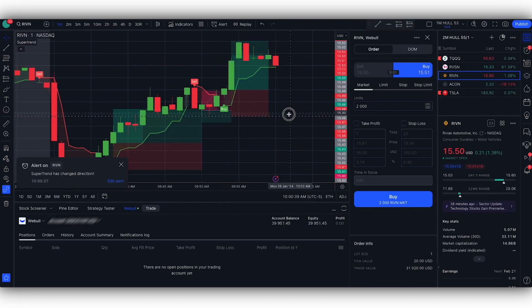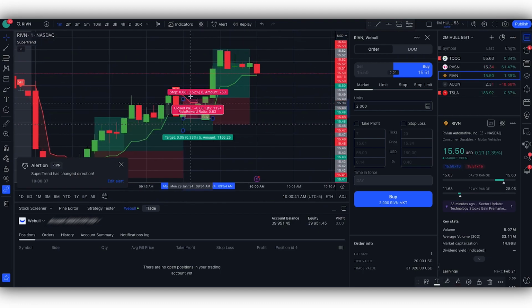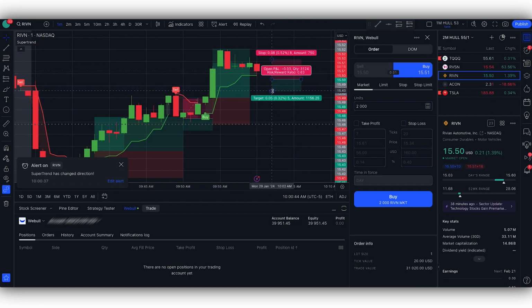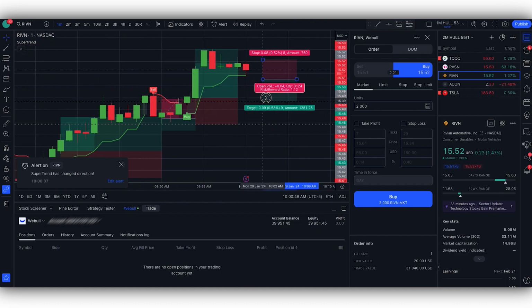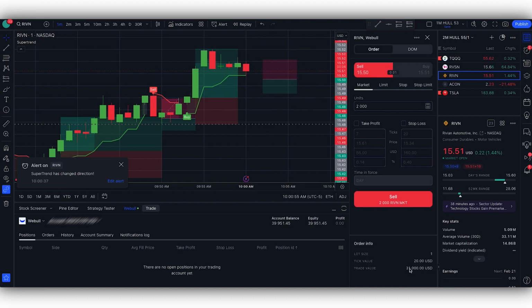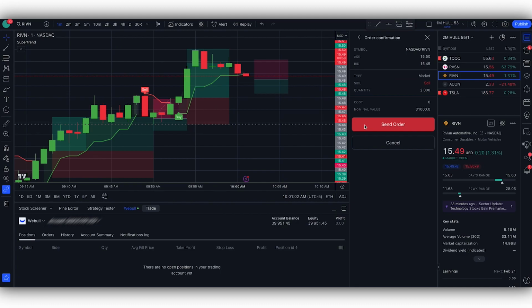So right now we have a directional change. So I'm going to get my order ready and wait for this candle to close with a sell signal on it. 2,000 units, that's $30,000. And once I hit send order, that order is going to go through, but I'm waiting here. Okay, you can see the sell signal is basically flickering on and off right now. So I'm definitely going to wait until this candle closes.